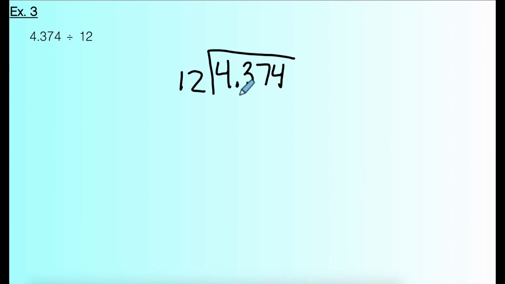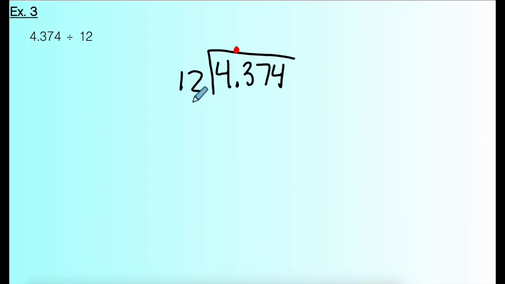We've got 4 and 374 thousandths divided by 12. In this example, the 4 and 374 thousandths goes on the inside, so let's set that up. And the 12 goes on the outside. All right, let's do this. First step, when you're dividing with a decimal, you want to make sure that in the answer, the quotient, you bring your decimal point up into your quotient first.